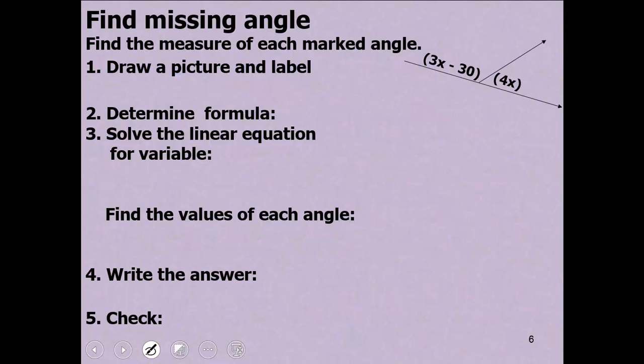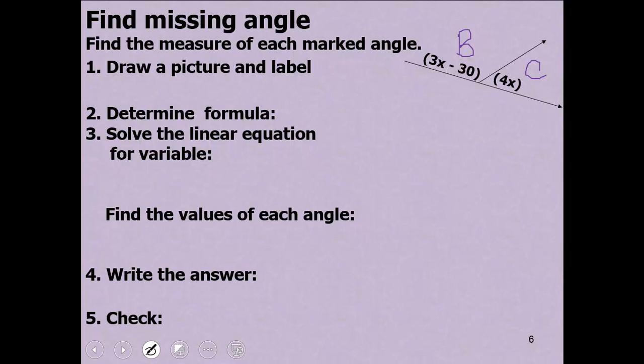All right. Find the measure of each marked angle. Let's call this one angle B and angle C. Okay? All right. Draw the picture. Draw the pictures that they give you. Draw the pictures. I'm going to be looking that you're drawing the pictures tomorrow. Okay?